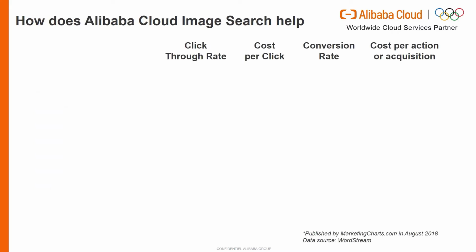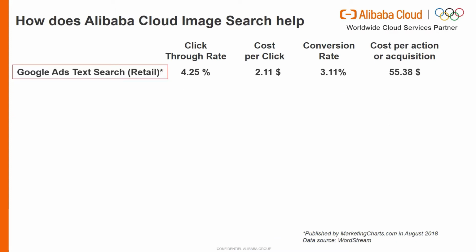If all above is not enough to make you fall in love with Alibaba Cloud Image Search, I will show you some numbers. So first of all, let's check Google Ads text search for retail sector. The click-through rate is 4.25%, which means for 10,000 people who have already result pages in front of them, only 425 of them click on one of the links because they want to know more about the product, which makes the cost per click around $2.